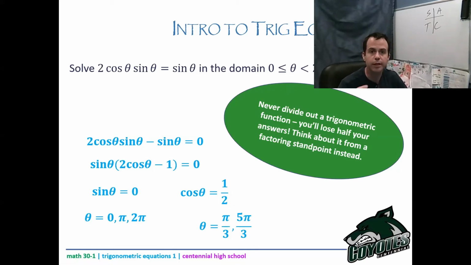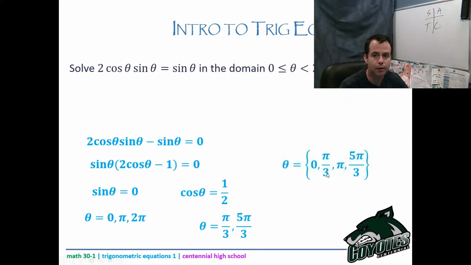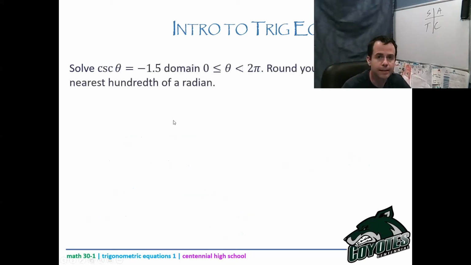There isn't any more because I was only allowed to go from 0 to 2 pi, but also the thing I need you to catch here is 2 pi is not viable because it can't be part of the solution set. It's not actually part of the domain. So my final answer would just be 0, pi over 3, pi, and 5 pi over 3. It's important to write those in solution brackets, and when you write them in solution brackets, it is better to write them smallest to largest. It's better communication. Okay? Next guy then, solve cosecant of theta equals negative 1.5.